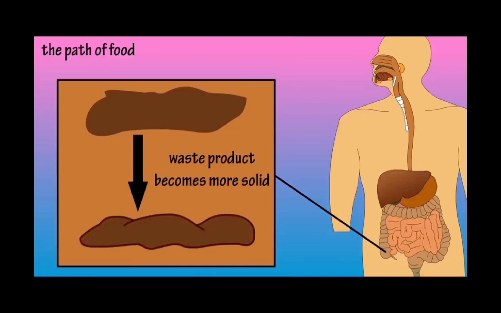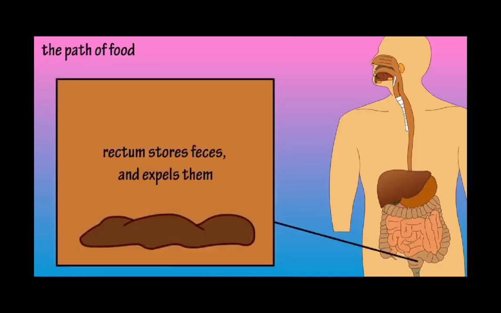At the end of the colon is the third part of the large intestine, the rectum, which stores feces and contracts to expel them through the anus. And that completes the journey of food through the digestive system.